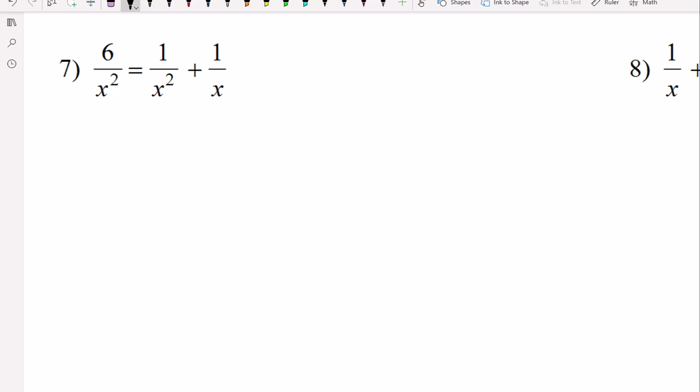Okay, now we're going to talk about rational equations. These are ones where the variable is in the denominator, at least for some of the terms. So one of the first things you have to do is make sure all the denominators are the same, or I like to say alike.